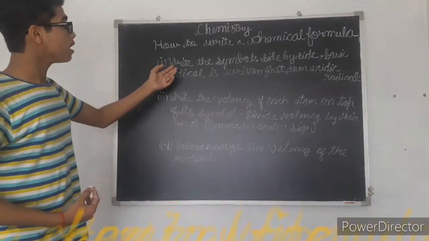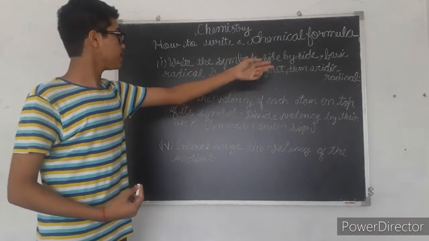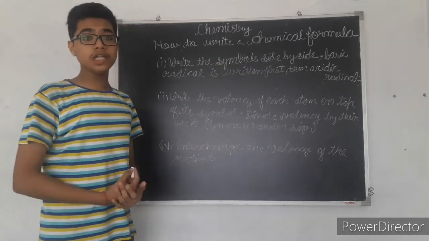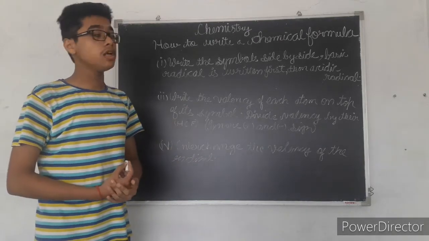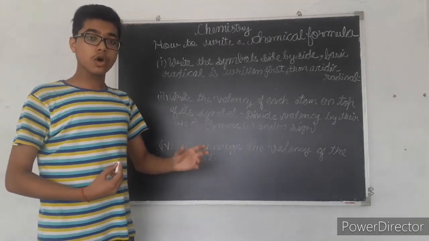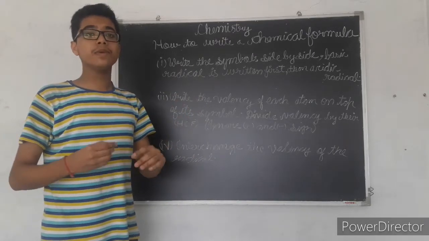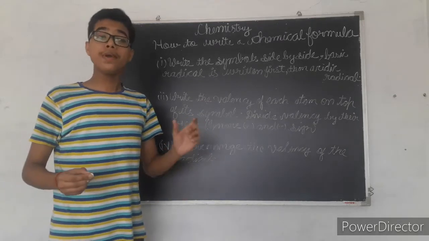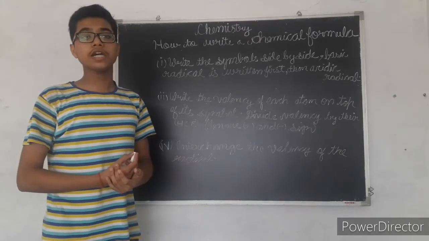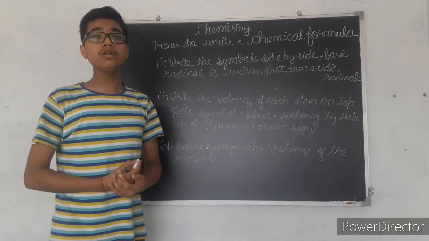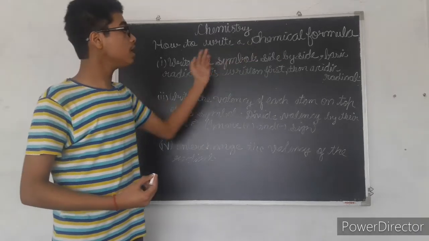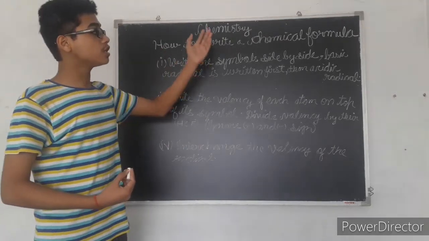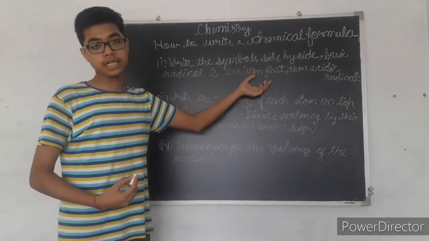First step is to write the symbols side by side. Basic radical is written first, then acidic radical. In our previous video, we have studied about basic and acidic radicals. What we have studied is that when a salt is put into water, it is split into two radicals. One will be a basic radical and one will be an acidic radical. Basic radical will possess electropositive charge and acidic radical will possess electronegative charge. So basic radical is positive charge and acidic radical is negative charge. So our first step is to write the basic radical first and then the acidic radical.